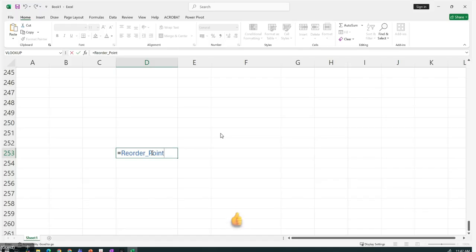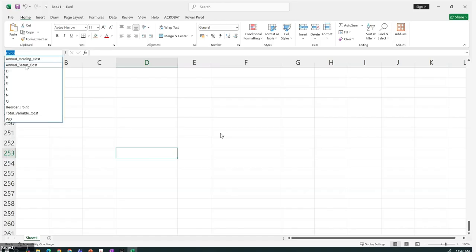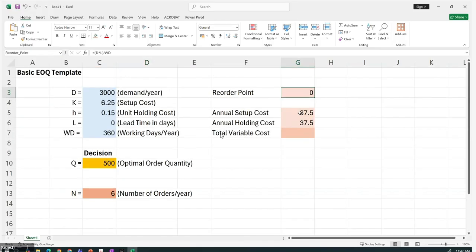So if you're using a very large Excel file, you need not navigate all the way. This will help you to write formulas easily. It will help you to navigate also easily, like what I'm doing.